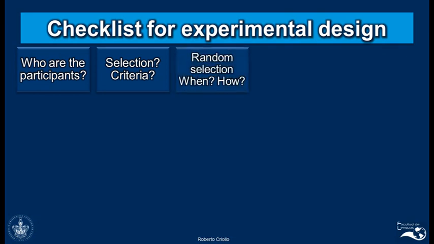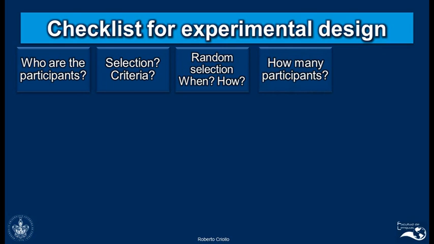But obviously the selection of these participants must be random. So this means that even though we have a clear idea of the kind of participants that we want to get, the participation of these people must be random. So there's going to be a random selection, and we need to see when this selection is going to be done and how it is going to be done.